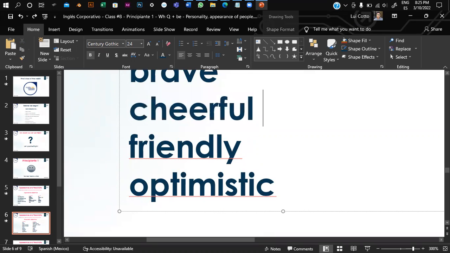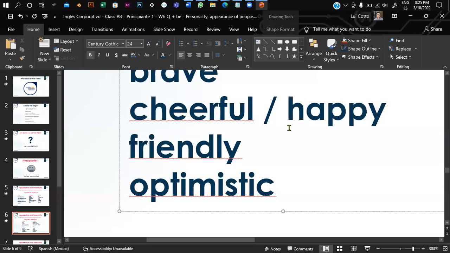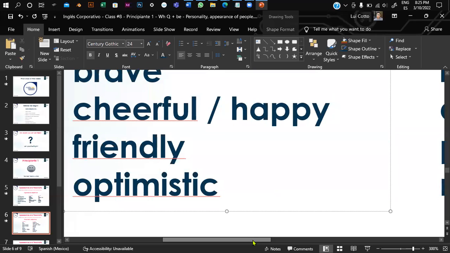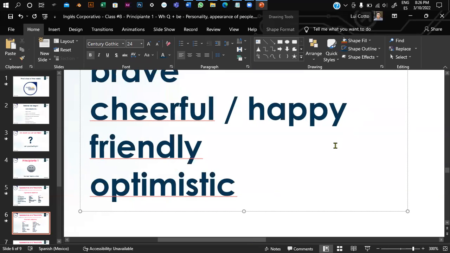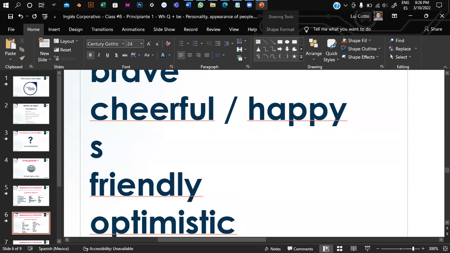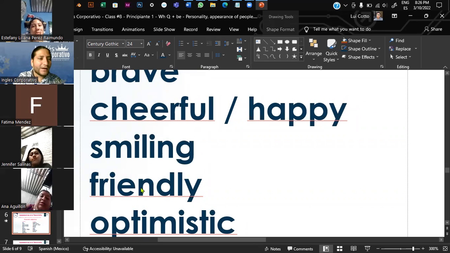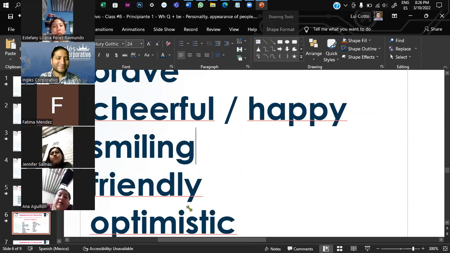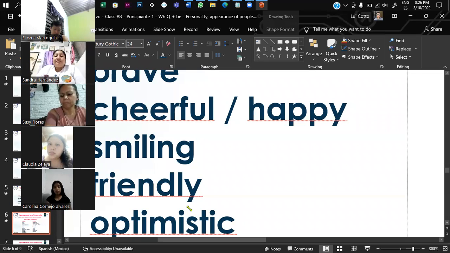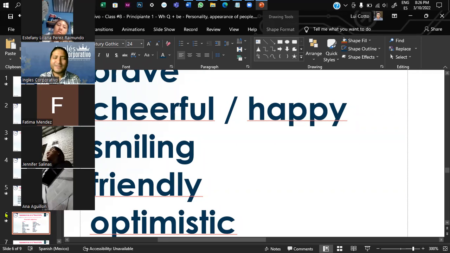Cheerful. Cheerful is like happy. He's like a happy person, someone who is happy. He's smiling all the time. That's another one. Show your smile. Let me see. Smiling. Jennifer, are you a smiling person? Sonriente. And you, Linda, are you a smiling person? Yes, I see that you are.